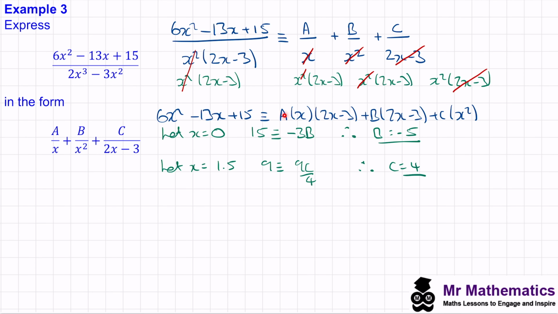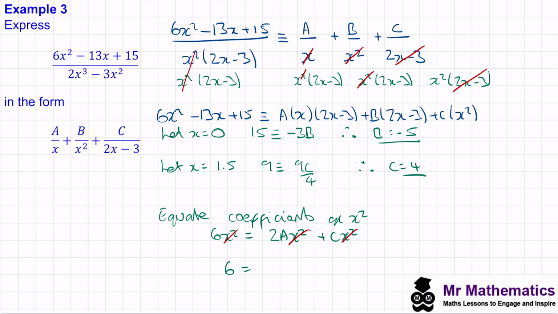And then to work out a, again we'll equate coefficients. I'm going to equate the x squared term. So for our left hand side, we get 6x squared is equal to, we have 2x squared here, we'll times this by a, so 2a x squared, and then we get another x squared term here, cx squared. We'll cancel out the x squared terms, and we know that c is equal to 4, so we've got 6 is equal to 2a plus 4, so a must equal 1.